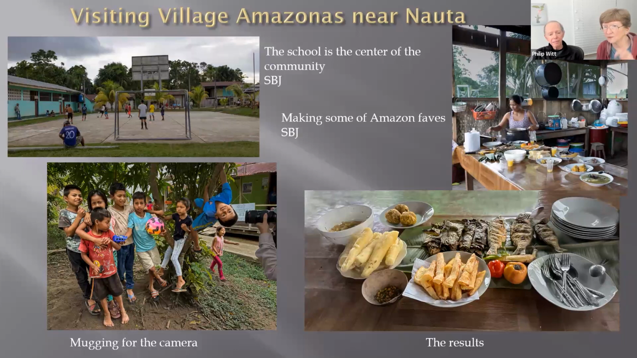And then we went to a second village. Now this village was near Nauta. It wasn't that far from Nauta. And their school there is the center of the community. They have school that goes from kindergarten up through high school. This community is a little different in that perspective. Not all the communities, they often had an elementary school, but not a high school. So many students came from nearby villages to get to their high school.